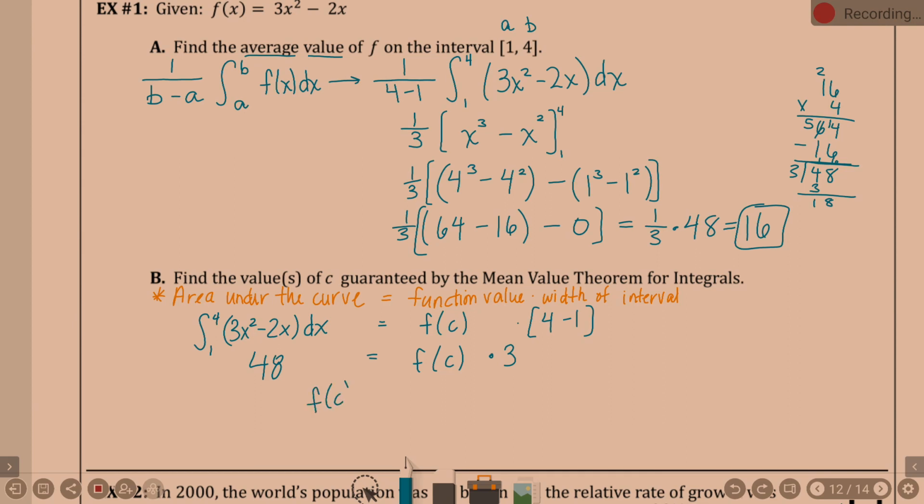And I'm running out of room here. I must have written too big or something. Okay, I'll have to move over here.